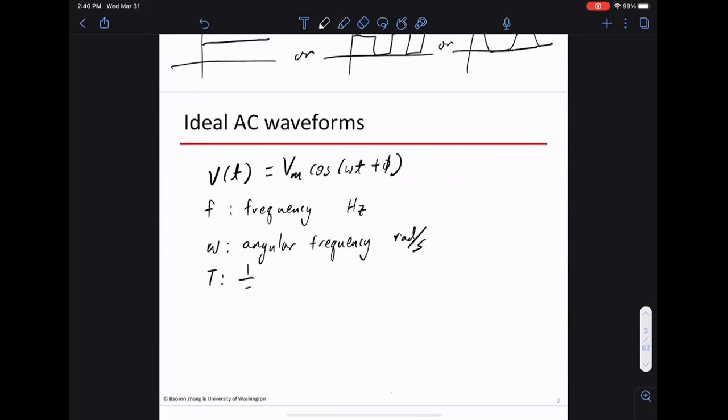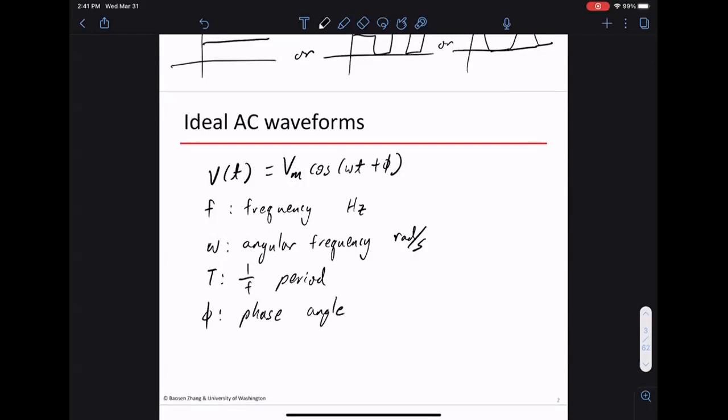And then T is 1 over f. Anybody remember what 1 over f is called? Remember what T is called? It's the period. And this phi is called the phase angle. This is where your offset is. This is your phase, and then Vm is the amplitude.